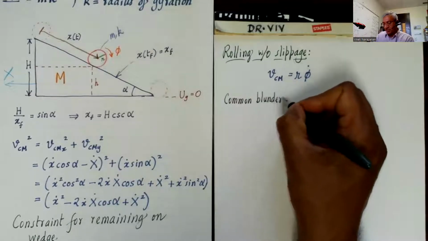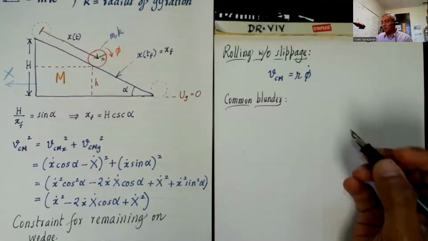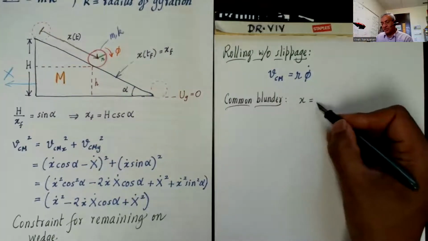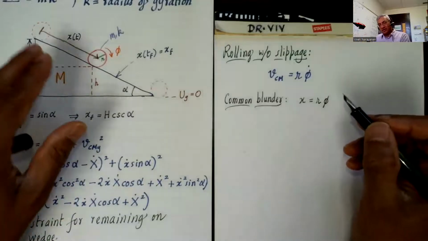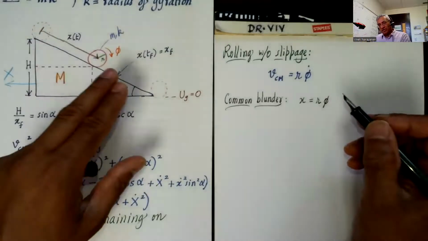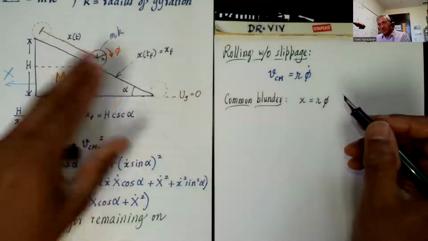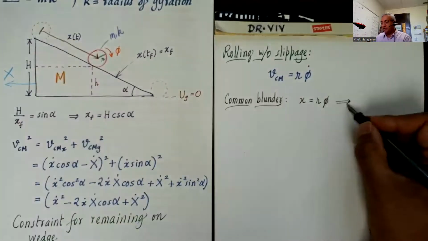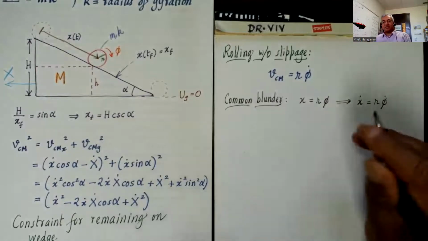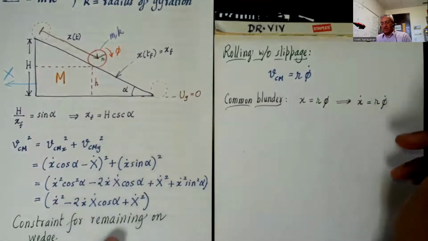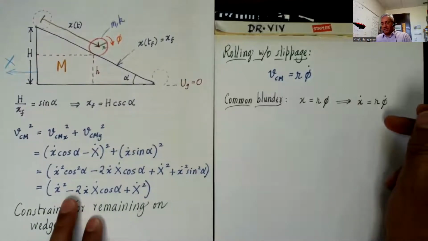Let's say someone is in a hurry and they're not thinking very clearly. What they will do is this. They'll write x equals r phi. It seems pretty convincing that if you travel a certain distance, then the relationship between x and phi is going to be x equals r phi. And then they'll differentiate to write x dot equals r phi dot. That's completely wrong. As you can see, x dot is not equal to r phi dot.